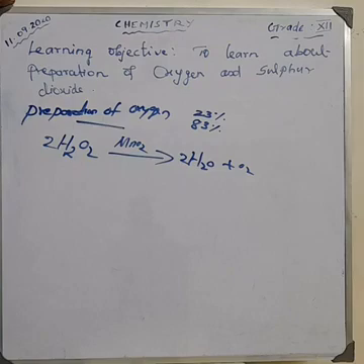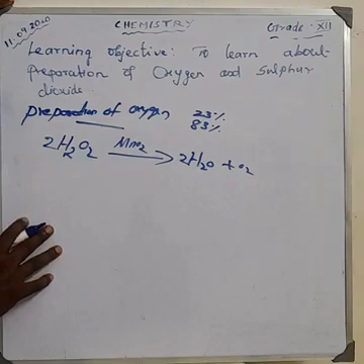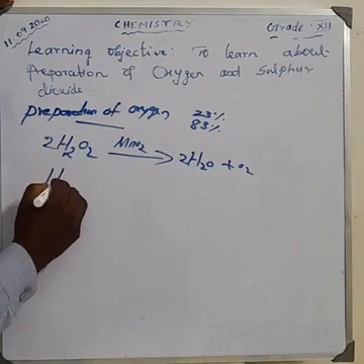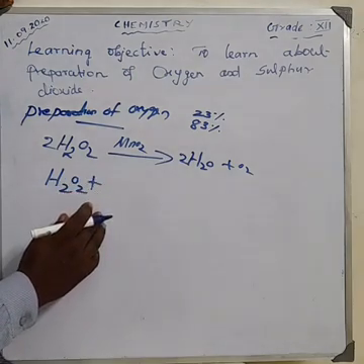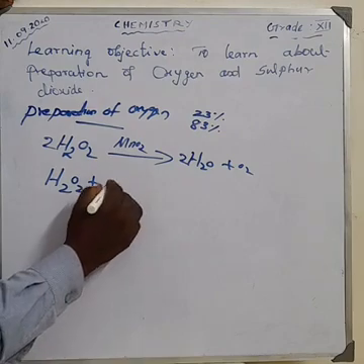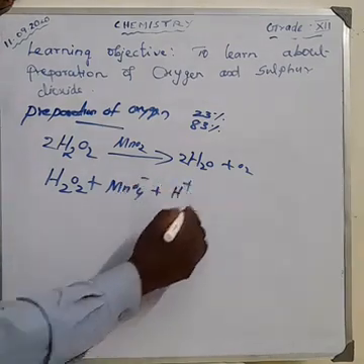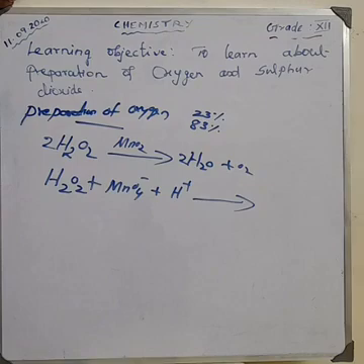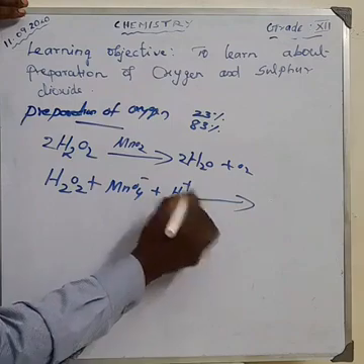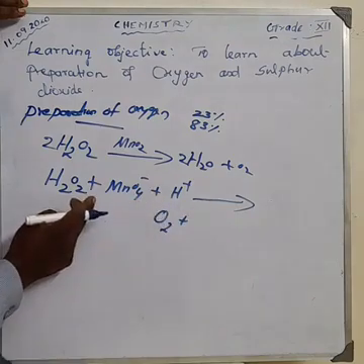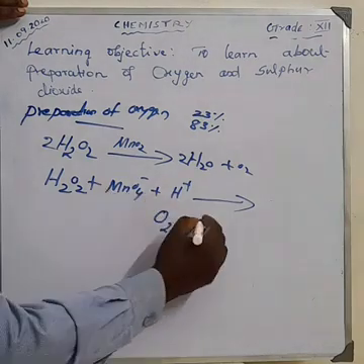Next, hydrogen peroxide reacts with potassium permanganate in the presence of sulfuric acid. Hydrogen peroxide, H2O2, reacts with the permanganate ion, MnO4 minus, plus hydrogen ions. We get oxygen, and the hydrogen combines with oxygen to form water, and we also get Mn2+.